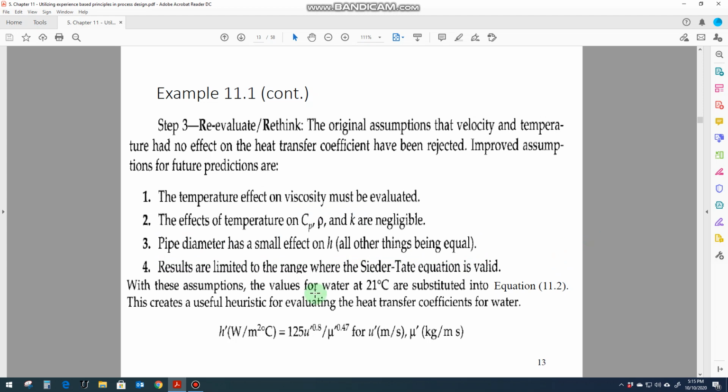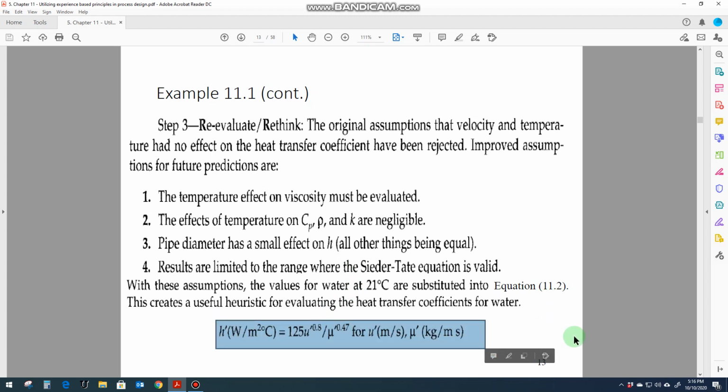Number 4, results are limited to the range where the CHE425 equation is valid. With these assumptions, the values for water at 21 degrees C are substituted in equation 11.2. This creates a useful heuristic for evaluating the heat transfer coefficients of water. Now, when you have this kind of analysis, we have got some results from it. Now we can revisit our equation to get a more modified equation, or a shortcut method, to analyze the heat transfer coefficient for water.